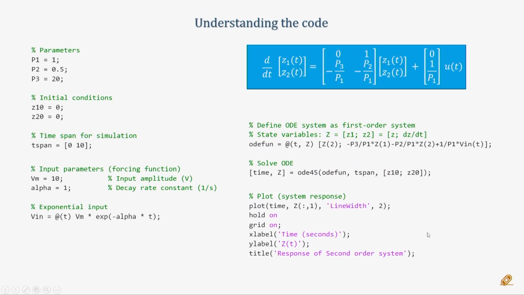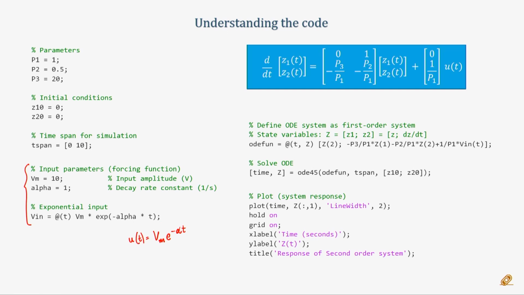This is the code. Now, the only thing new here is the input, so we are defining the input here. You can see what I have done is I am taking an exponential input of this form. This is your u(t). You can take something else also; I am just giving you an example.